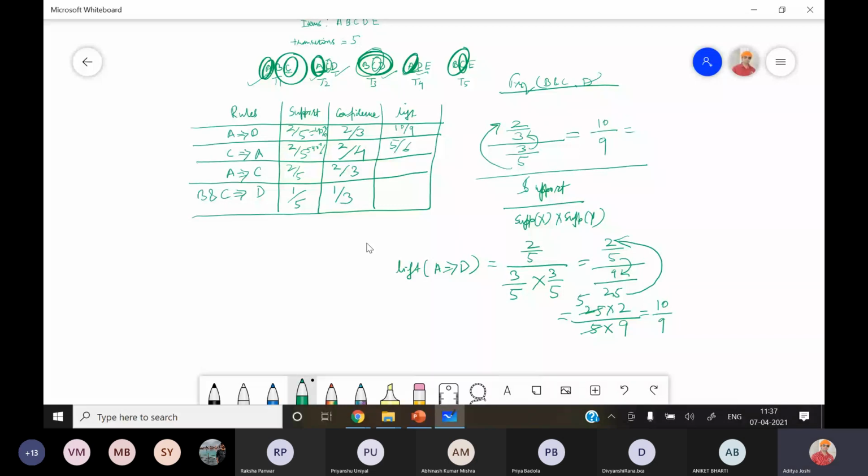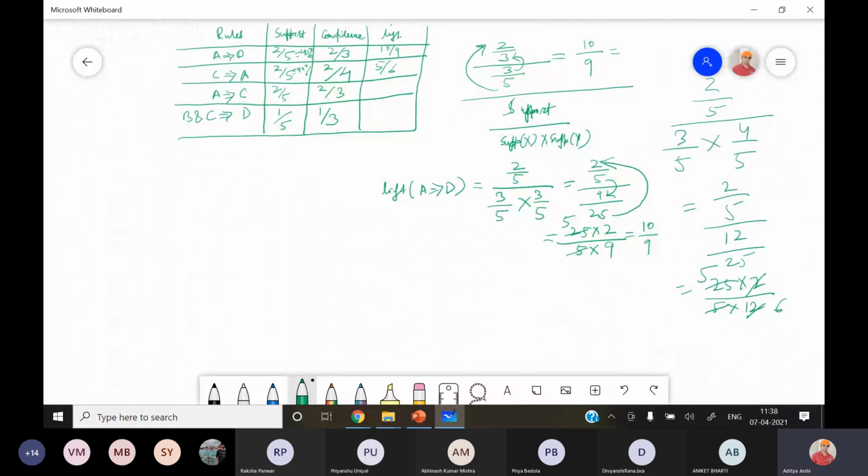Total support is 2 by 5 divided by support of X, that is support of A. What is the support of A? A occurs 1, 2, 3, so 3 by 5, into support of C. C occurs 1, 2, 3, 4, so 4 by 5. Equals 2 by 5 divided by 12 by 25, equals 25 into 2 divided by 5 into 12, that is 5 by 6 again. Did everyone get 5 by 6? Yes, sir.